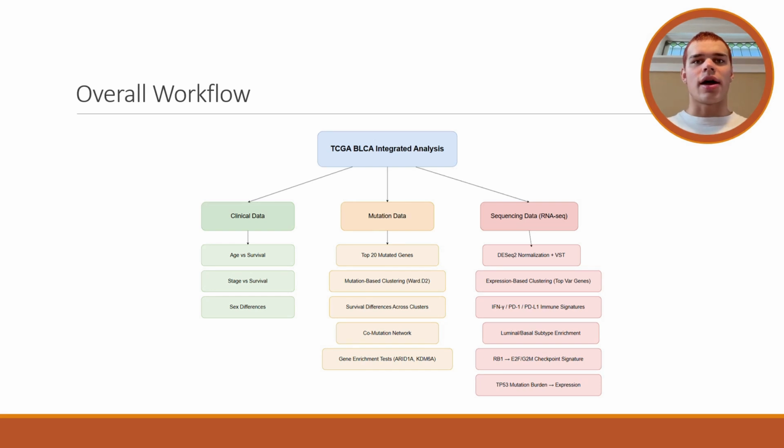To answer that question, our workflow integrates three major data types: clinical data, mutation profiles, and RNA sequence expression data. We first cleaned and merged these data sets, then derived mutation-based clusters and performed downstream analyses including pathway scoring, subtype classification, and survival modeling. This structure let us connect genomic abnormalities to transcriptional consequences and ultimately patient outcomes.